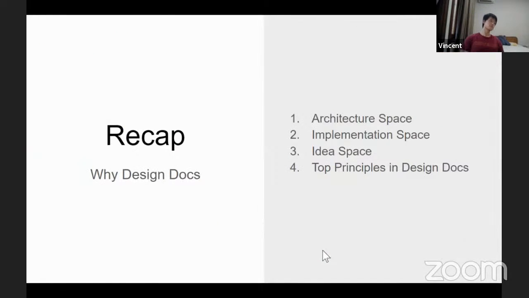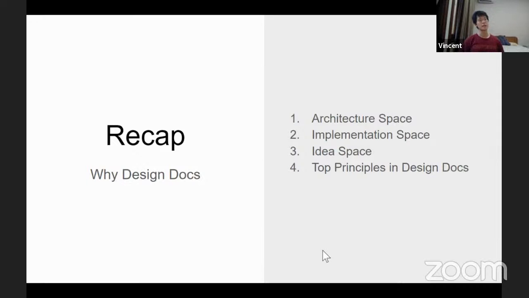Okay. So just a quick recap, and after that maybe we can have a few minutes for Q&A. The first is that we have architectural space, second, implementation space, and the third one is idea space. All of these spaces are very important to know because they involve different audiences. You don't need to tell everything to your executive, for example, but you need to tell it to your direct manager, direct colleagues, or direct cross-team members.